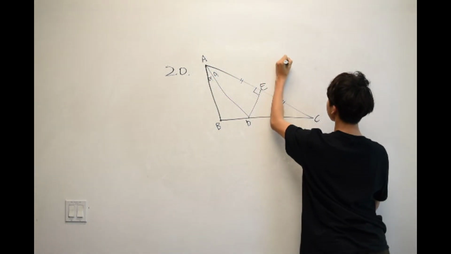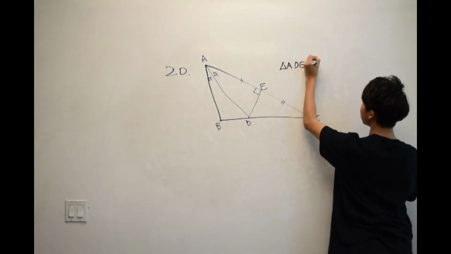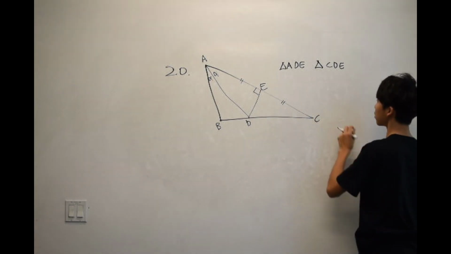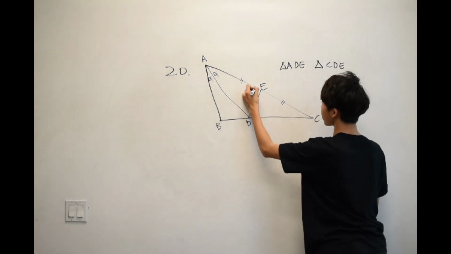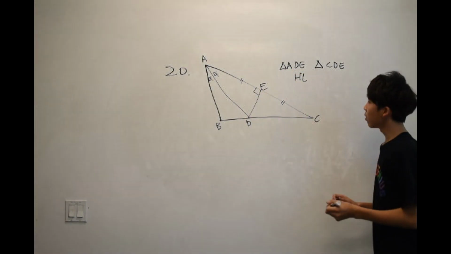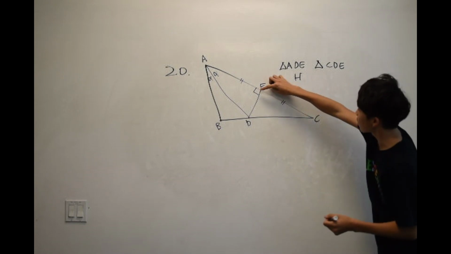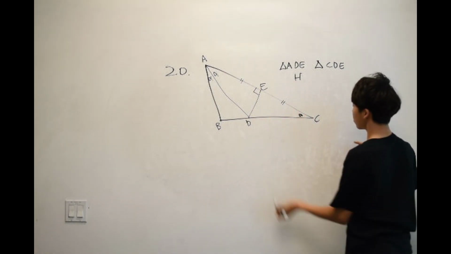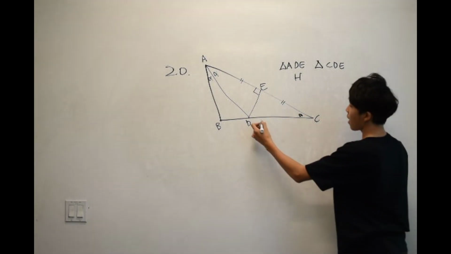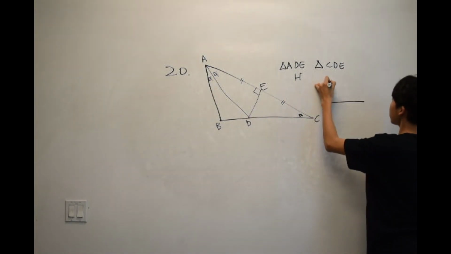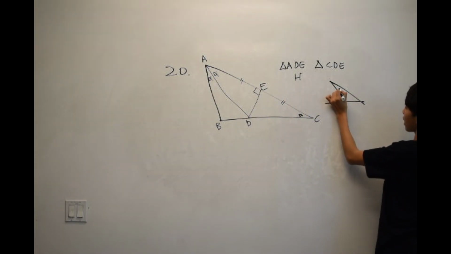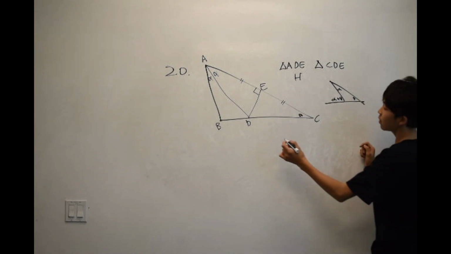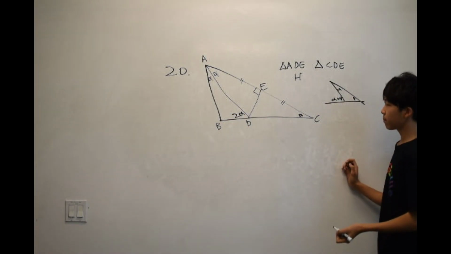triangle ADE and triangle CDE are congruent, because it's by HL. Because it's a right triangle and an angle and a side length are equal, so this should also be alpha. And since in every triangle, if there's alpha, and this angle here is alpha plus beta, this angle right here should be 2 alpha.